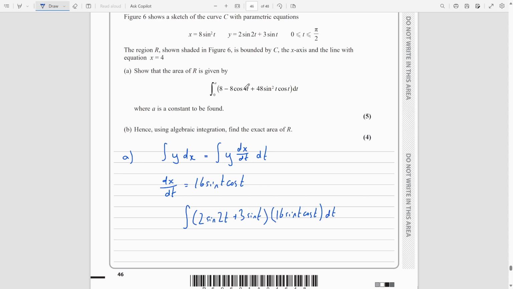Okay, well, I'm aiming really for this cos 4t. Now, notice that what you have here, sine t cos t, that looks like the sine double angle. So let me just use the double angle formula there. So 2 sine 2t plus 3 sine t, well, that is going to be the same as 8 sine 2t.